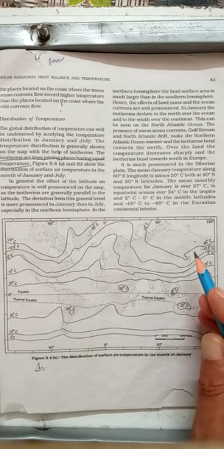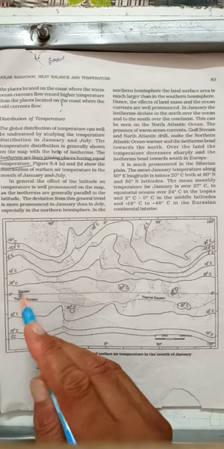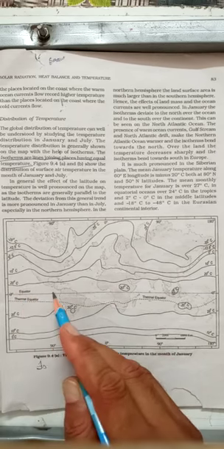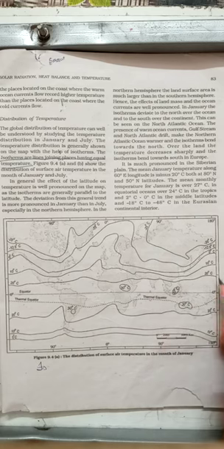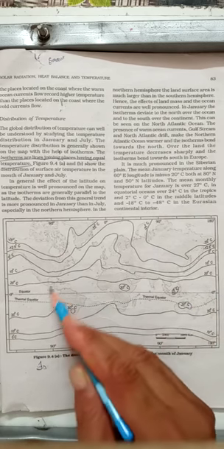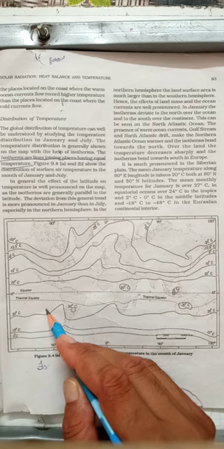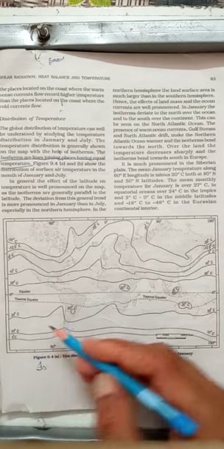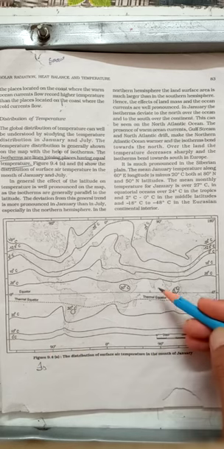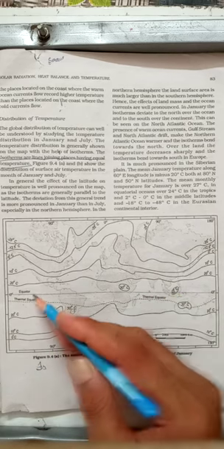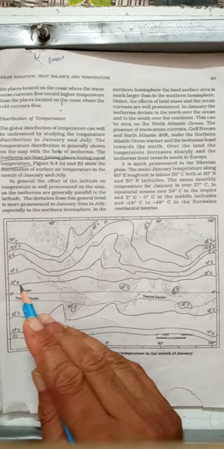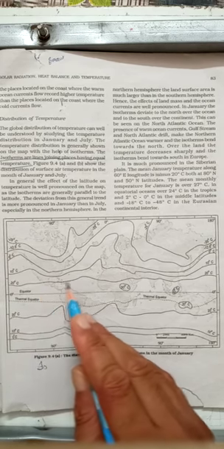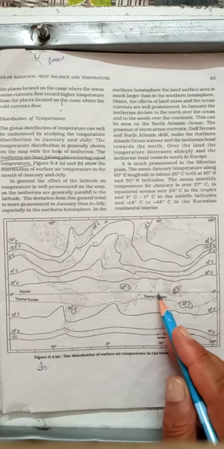Very first, the areas near the equator. This is the equator. Areas near the equator, in the north and south over the tropical and subtropical regions, receive the largest amount of insolation all round the year. That's why temperature is high. The isotherm of 20 degrees Celsius passes parallel to this region.